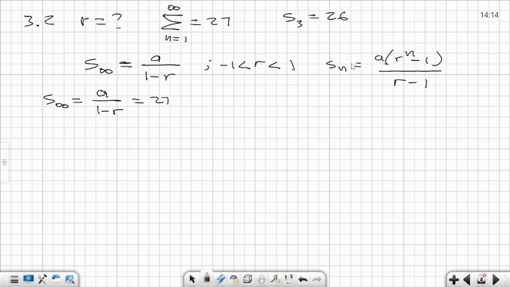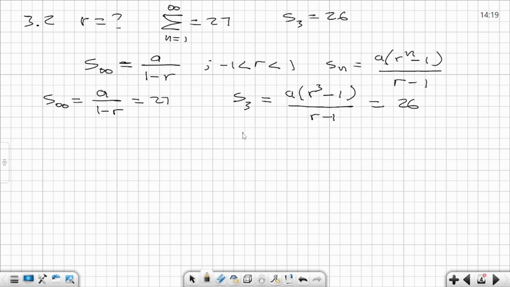And for this part, we need to replace the n with 3. So we can say S3 is equal to A, in brackets R to the power of what? We replace n with 3 because it's S3, the sum of the first 3 terms. R to the power of 3 minus 1, closing the bracket, over R minus 1. According to the information, this is equal to 26.